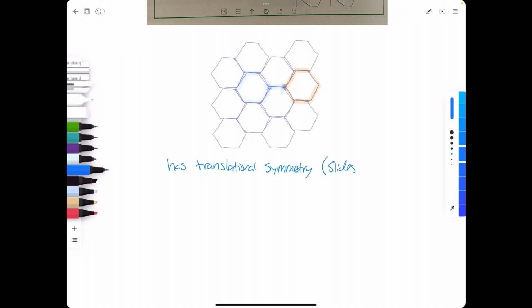Slides, no flips. Anything else? It does everything. You can glide it, right? Glide reflectional symmetry. So if I were to draw a dotted line, let's say down here, I could fold this on top of itself if I just kept the pattern going, and each part would match up to something on the other side. So this part would match up here. I could pick any random line on here and find its matching line on the other side.